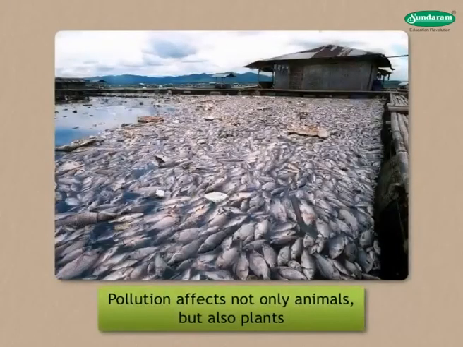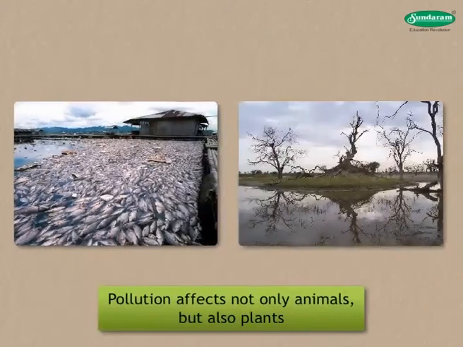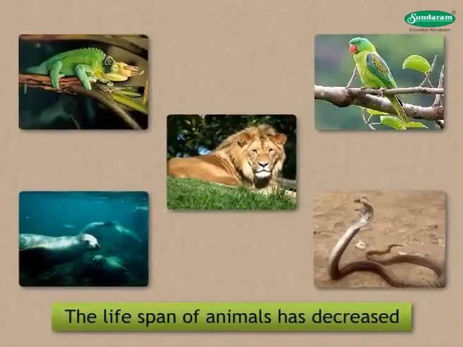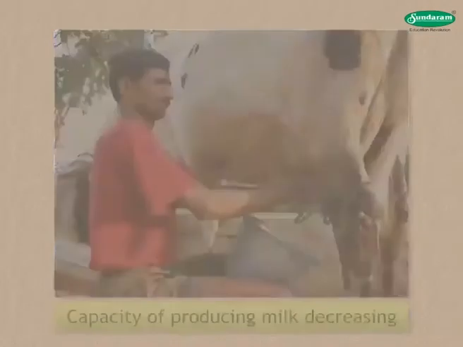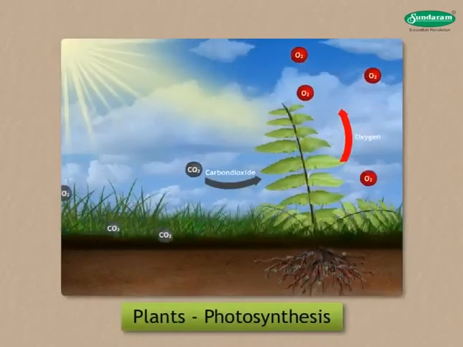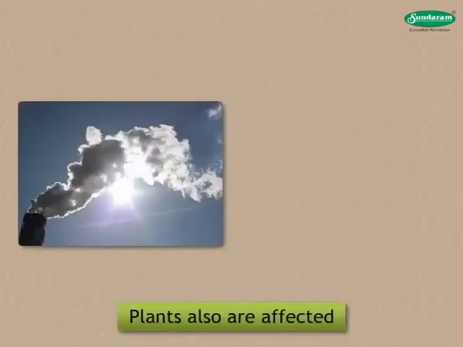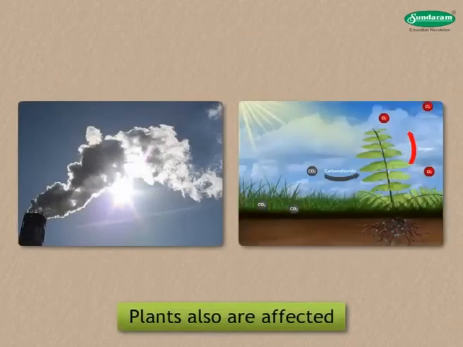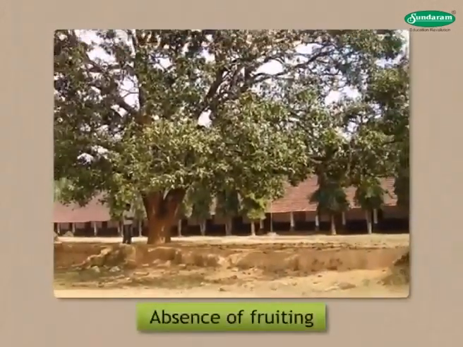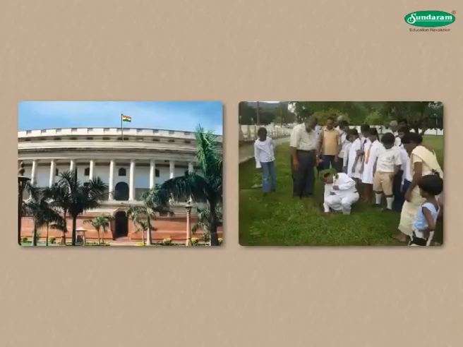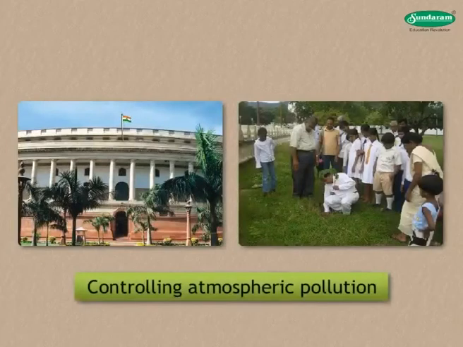Pollution affects not only animals but also plants. The lifespan of animals has decreased. Even their capacity of producing milk is seen decreasing. You know that plants carry out photosynthesis and produce energy. But air pollution has led to a fall in the photosynthetic production by plants also. Untimely falling of leaves, absence of fruiting, etc. are the other effects. The government and the public have taken up the task of controlling atmospheric pollution.